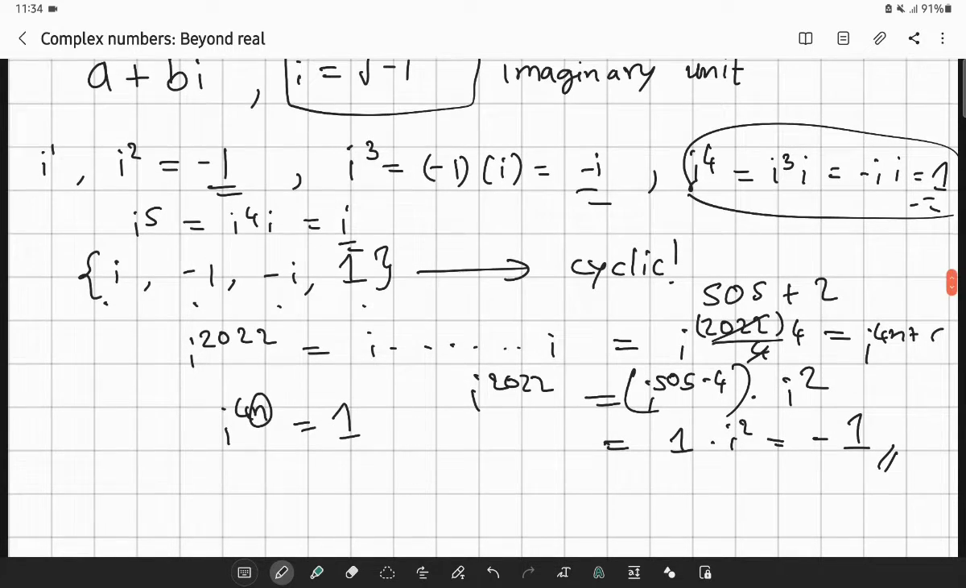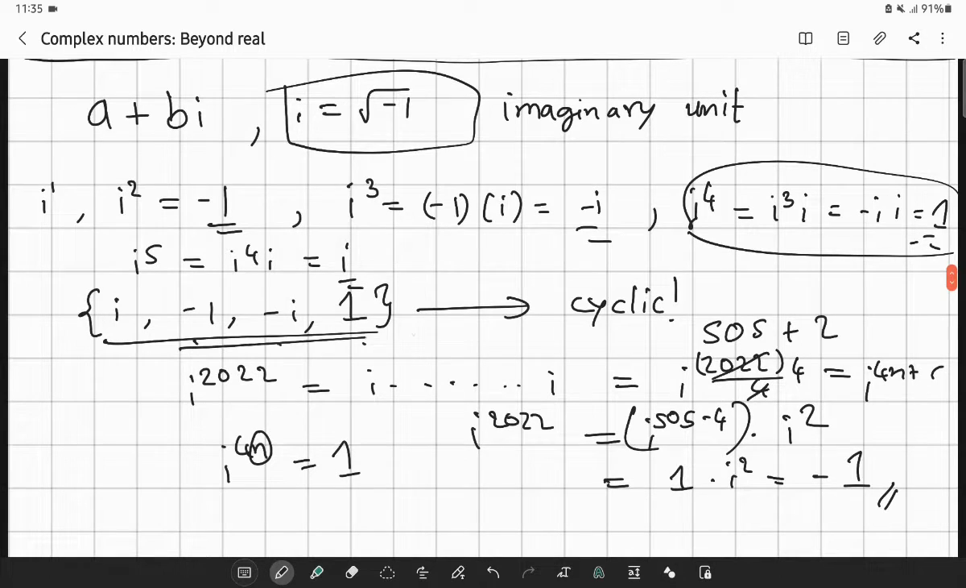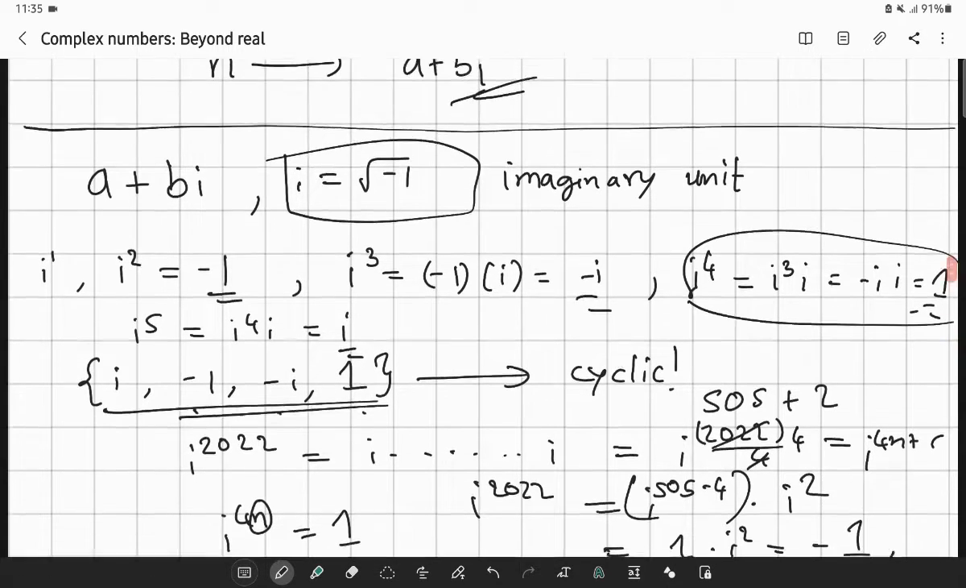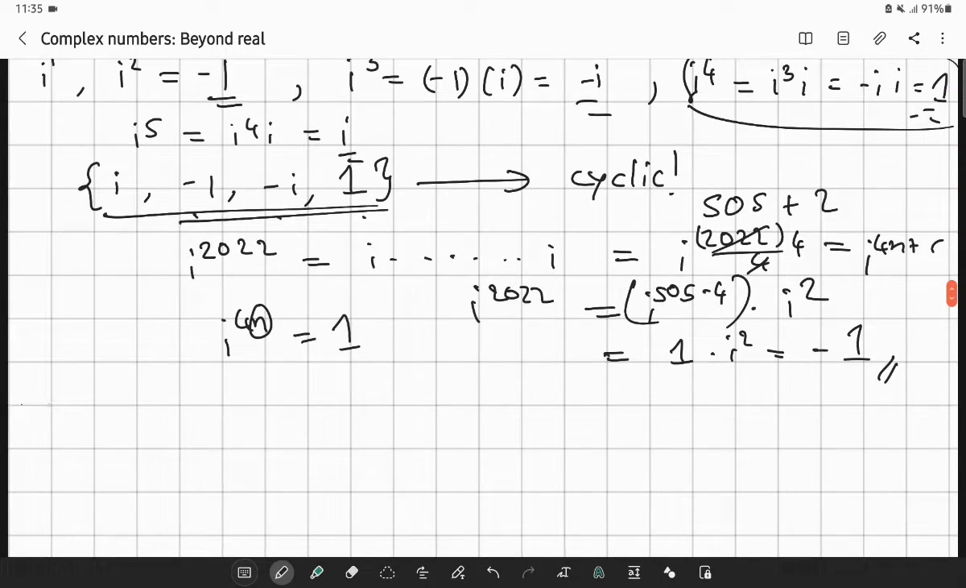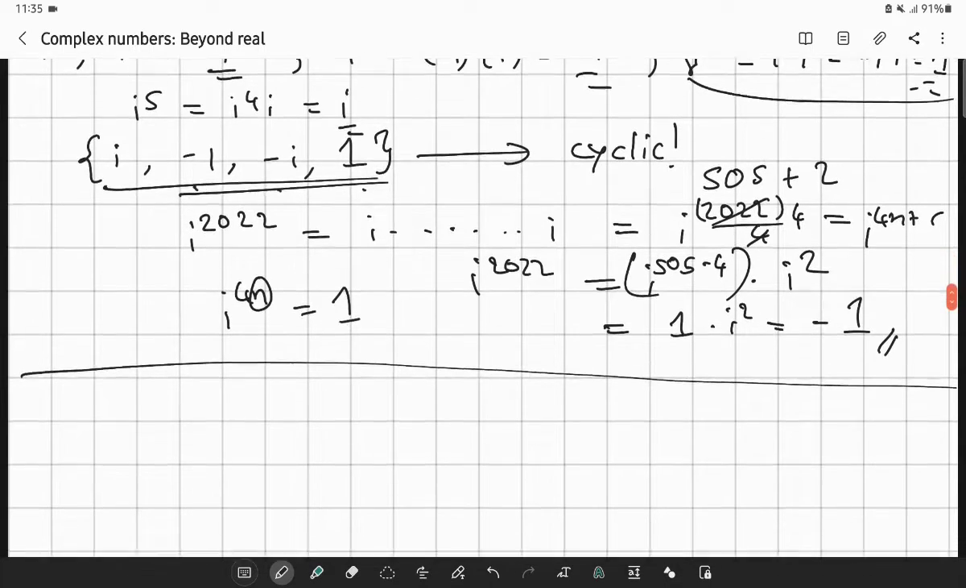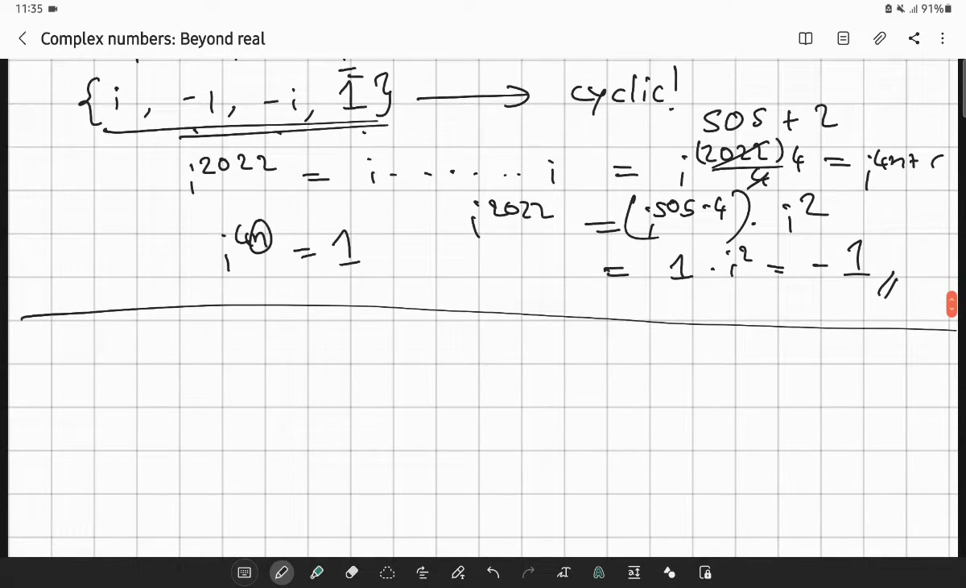So using this cyclic property, you can simplify calculations of complex numbers, operations with complex numbers. Okay, so let's do another example. Say I have i raised to k plus i raised to k plus 1 plus i raised to k plus 2 plus i raised to k plus 3. So I have 4 consecutive powers of i, starting from i raised to k. So what is this equal to?